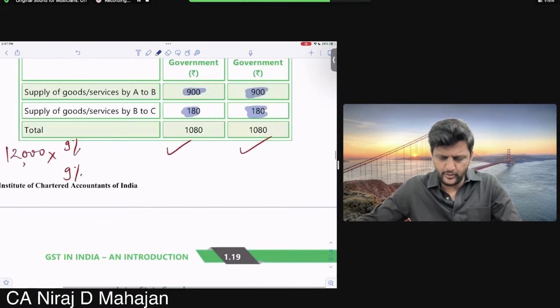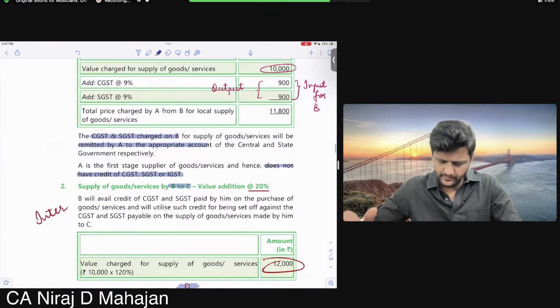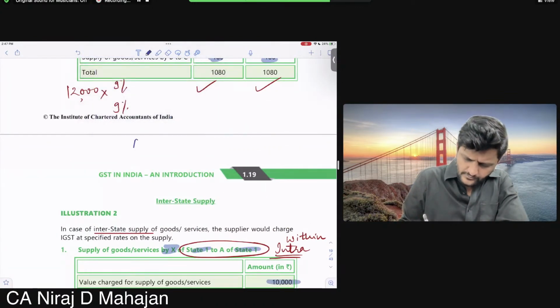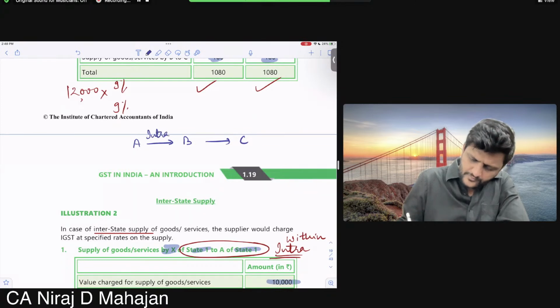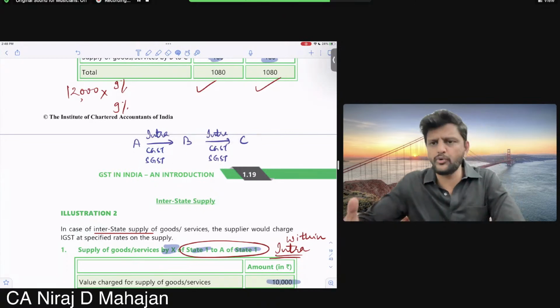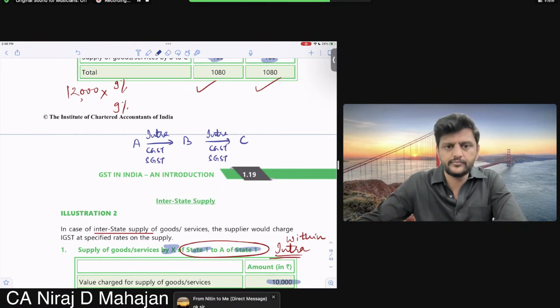The first example was what? A to B, B to C, and both were intra. Yes or no? This example, no? A to B I think, and then B to C. This was intra, this was also intra. So in intra we had ITC of both as well as output of both, and they can set off with each other only, not cross. There will be no cross utilization. This is not allowed. Clear or no? Understood, clear?